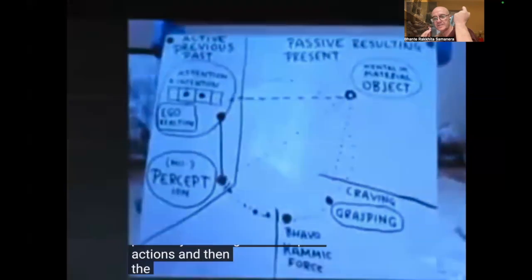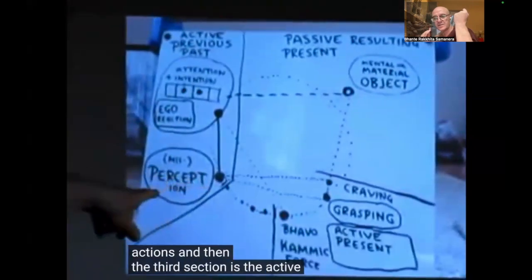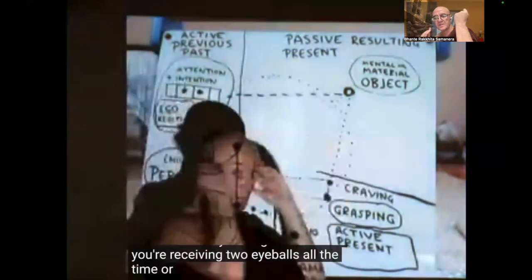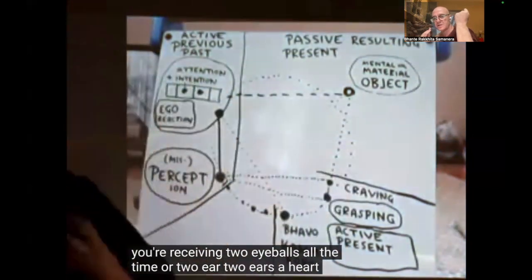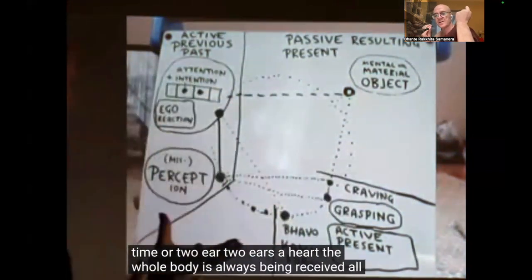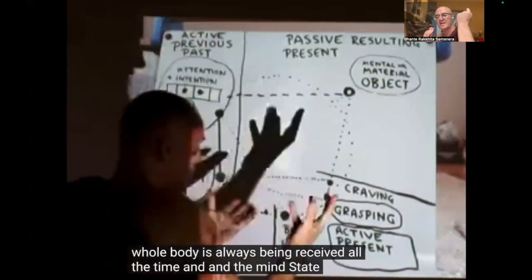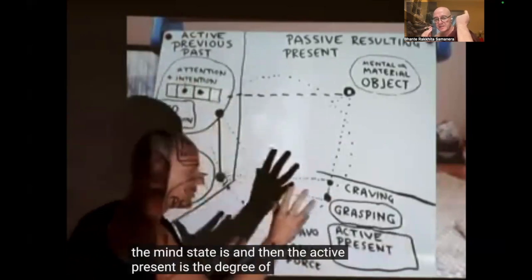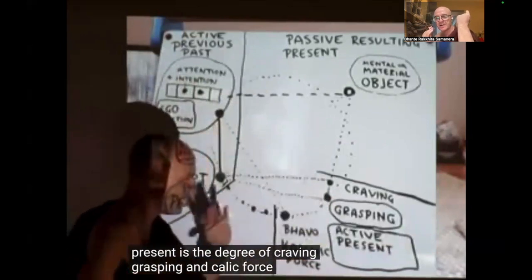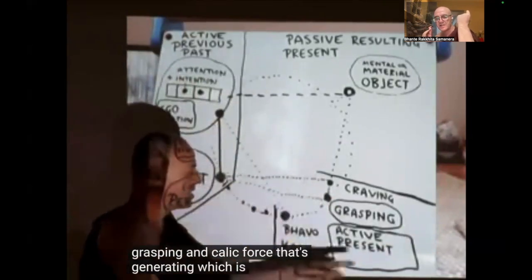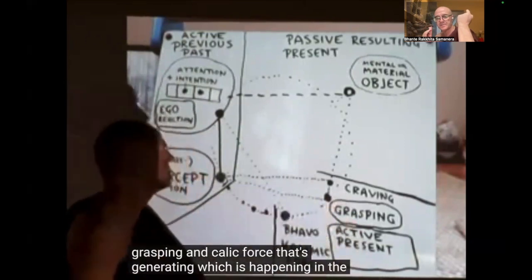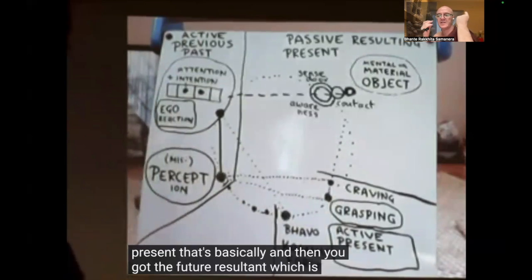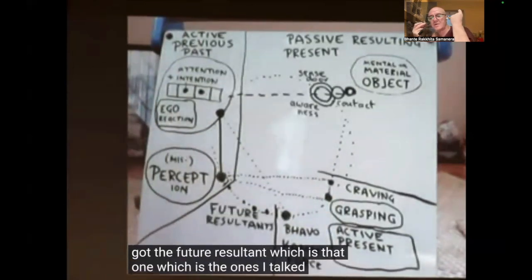And then the third section is the active present. So there's always being received, like receiving two eyeballs or two ears all the time, a heart. The whole body is always being received all the time. And the mind state, whatever the mind state is. And then the active present is the degree of craving, grasping, and karmic force that's generating, which is happening in the present. That's basically it. And then you have the future resultant.